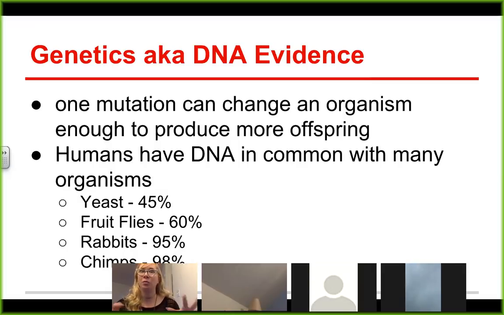So this is like the most cutting edge evidence here, which is one mutation can change an organism enough to produce more offspring. What that means is one mutation can make you better at living in your environment and therefore more likely to reproduce and survive, right? We say survive and reproduce because you have to survive in order to be able to reproduce. So just one mutation can actually do that, right?